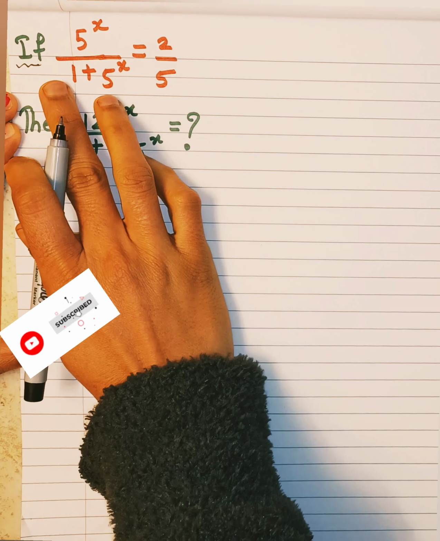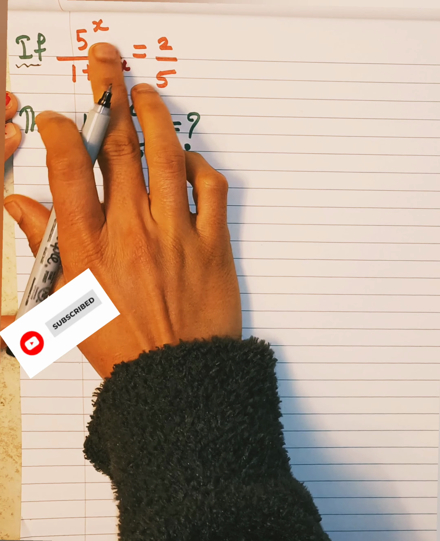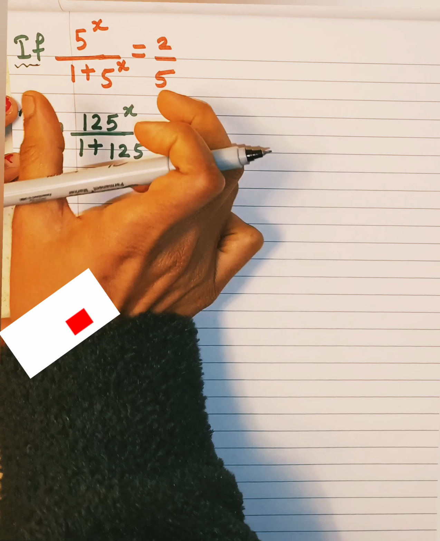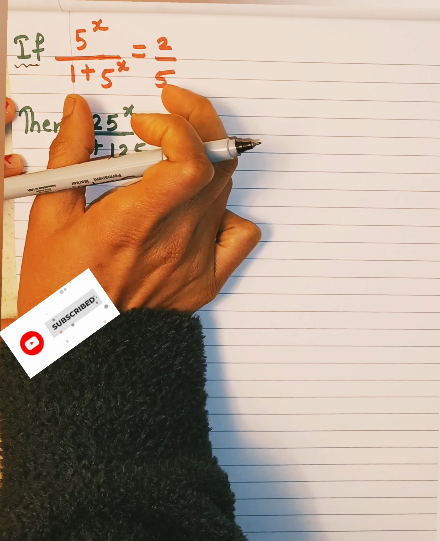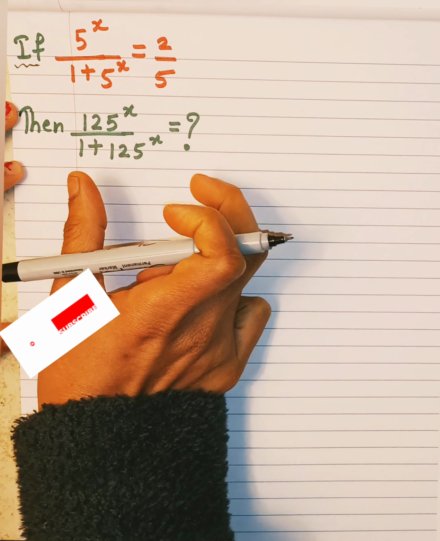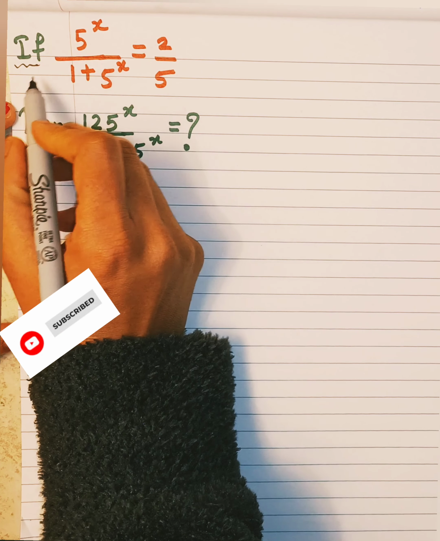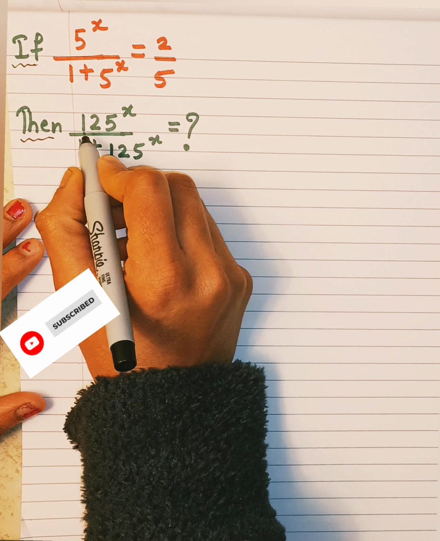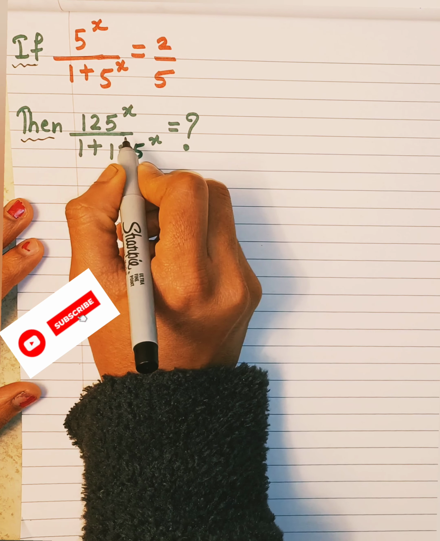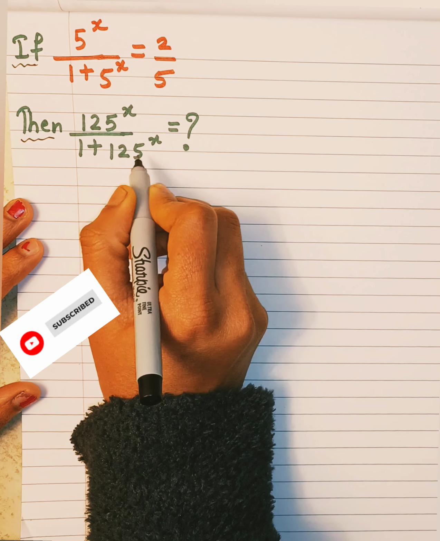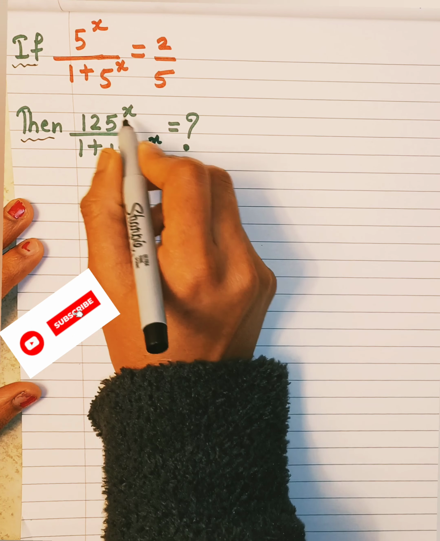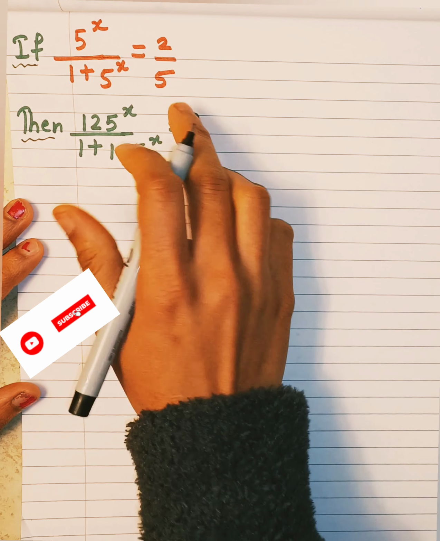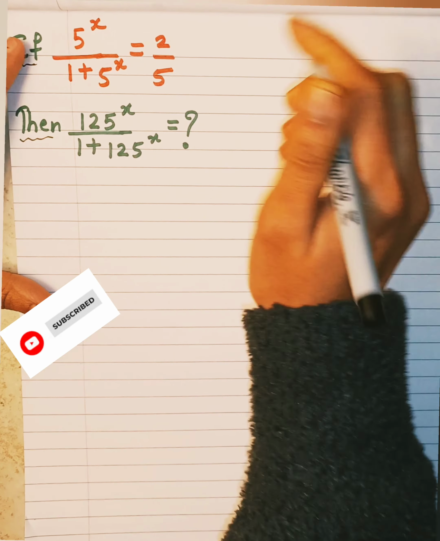The question is: if 5 raised to x upon 1 plus 5 raised to x equals 2 upon 5. This equation is given to us, and with the help of this we will find out the value of 125 raised to x upon 1 plus 125 raised to x. So this part we need to find out and this part is given to us. Let's see how we will do this type of question and how we will get the solution.